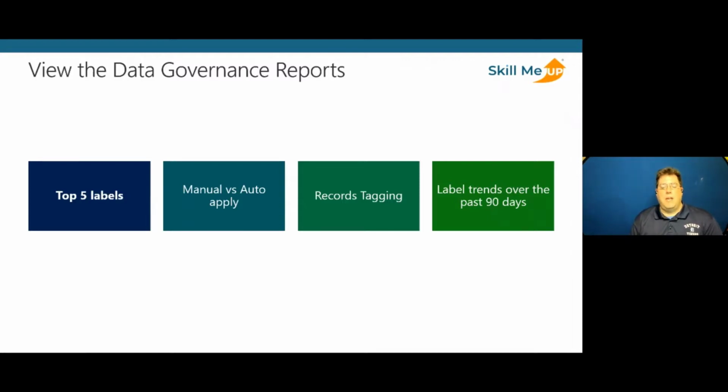adjustments may need to be made in terms of your labels, what labels maybe could be retired. All of this can help you to build a governance plan around how your labels are being used, so that you don't have just dozens and dozens of labels that might not pertain to the types of documents that you're working in within your organization.